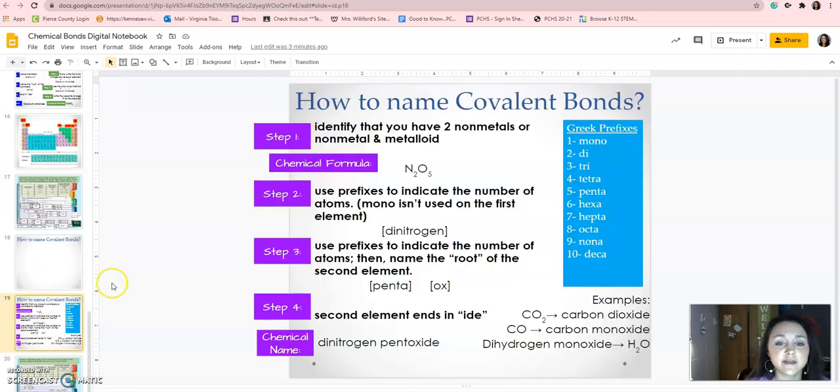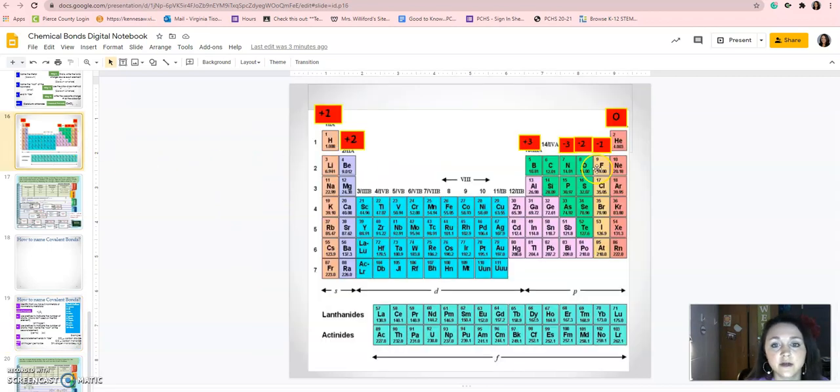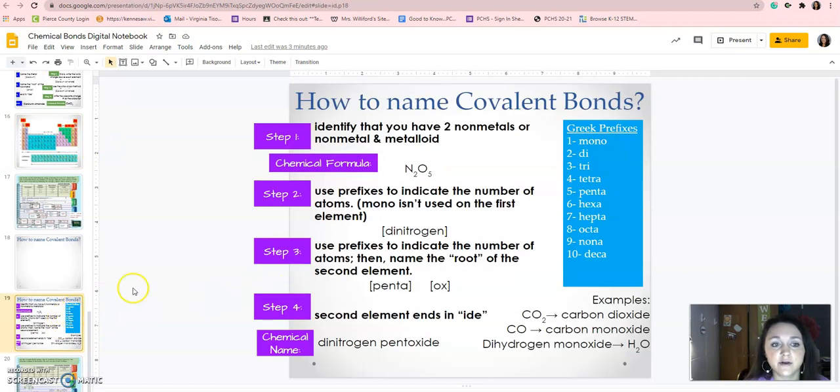So when we name these, we first identify that they're two nonmetals. So if this were my formula, nitrogen and oxygen, I would say, okay, nitrogen and oxygen are both nonmetals, must be a covalent bond. In covalent bonds, instead of using charges, we use prefixes to tell us how many atoms of that element. So right here, that means we have two atoms of nitrogen for every five atoms of oxygen. So we're going to use the prefixes to indicate the number of atoms.